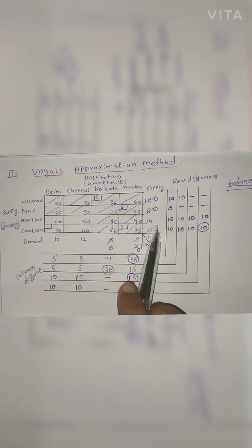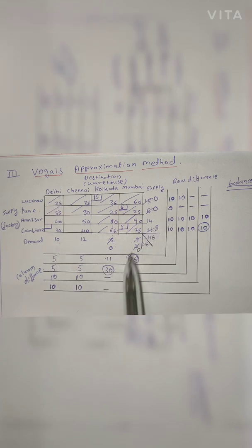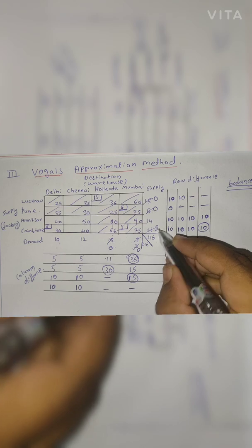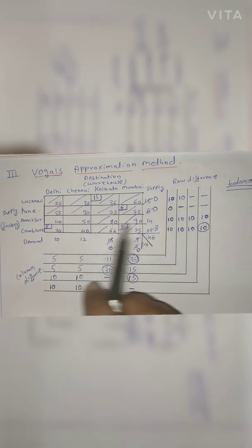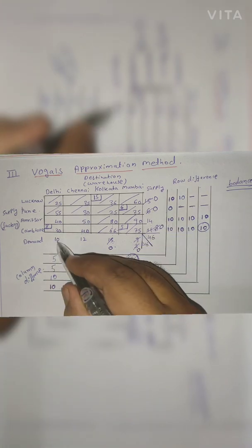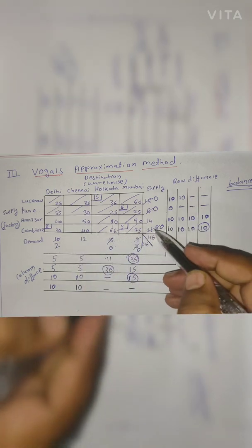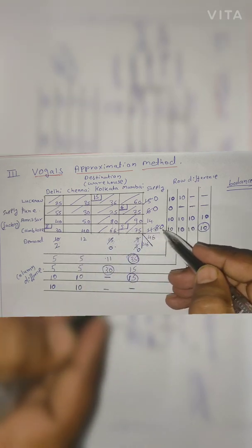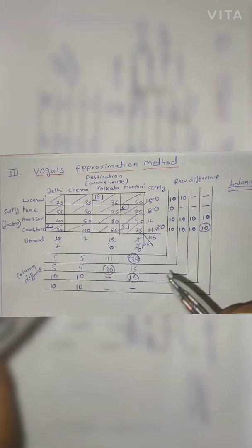Then we'll check the corresponding supply and corresponding demand. The corresponding supply is 8 and the corresponding demand is 10. The lower is 8, so we'll write the value 8. When we subtract this 8 from supply and demand, what will we get? 8 minus 8 is 0. 10 minus 8 is 2. Since this row has become 0, we'll eliminate this row.